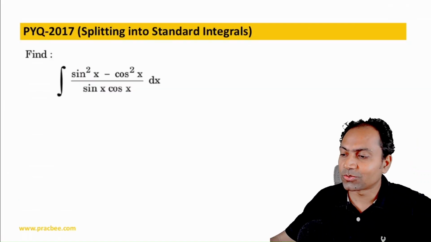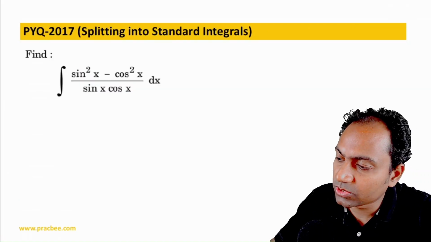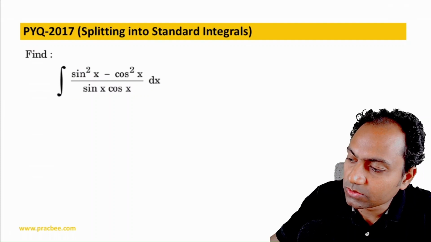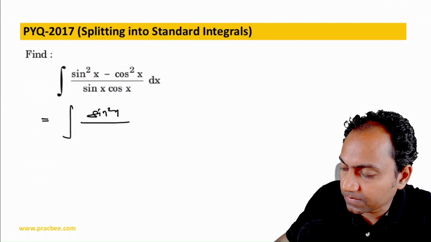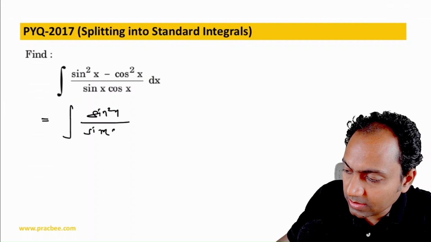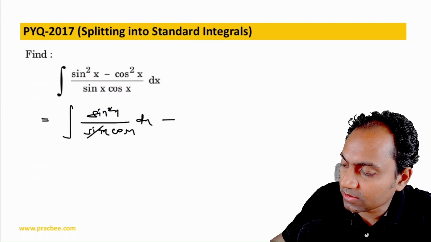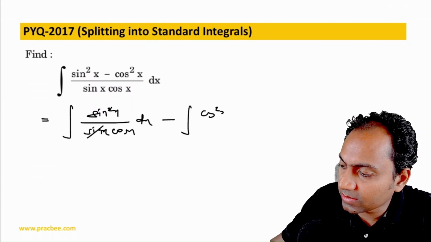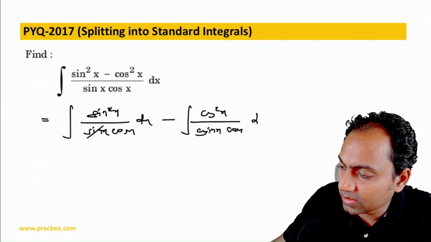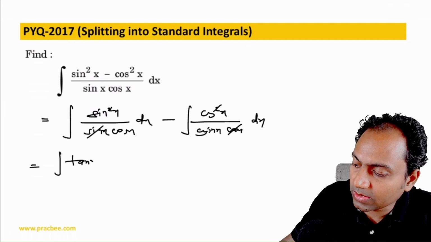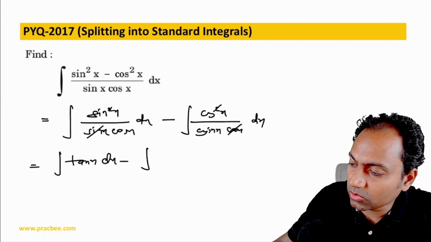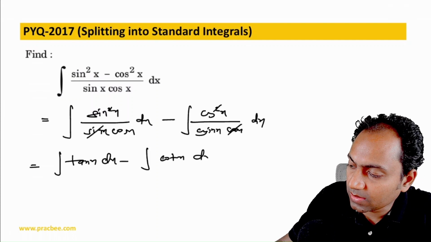Now for doing this first question, we are going to split this 2017 question into 2 different integrals. So if I just split this down, it will become sin square x by sin x cos x dx. So you can see sin x gets cancelled out. In the second part, we can write it as cos square x by sin x cos x dx. Again, cos x gets cancelled out. So you can see the first part is coming out to be tan x dx. The second comes out to be cot x dx.